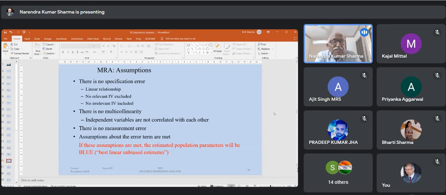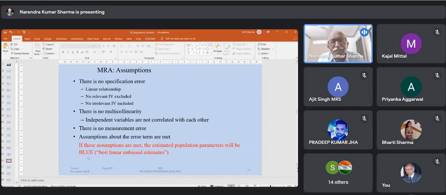Now this is an important assumption about the error term: if the above assumptions are met, then our estimates will be BLUE. This is called best linear unbiased estimates. So remember, if these assumptions are met, then we'll get the best linear unbiased estimates. Our estimates will not be biased, and therefore we are already making a hypothesis that there is a linear relationship. But if these assumptions are violated, the linear relationship will not hold. So our estimates will not be BLUE. And if our estimates are not BLUE, then this model is no good.